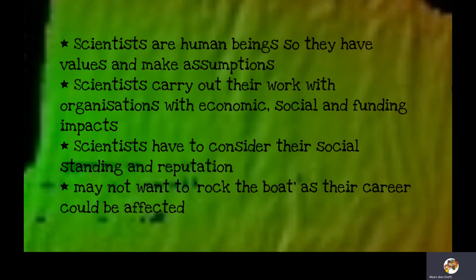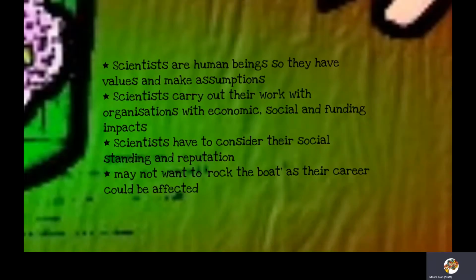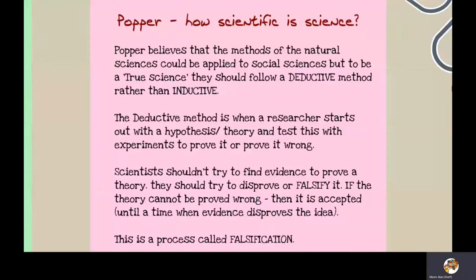Now, Popper talks about how scientific science is, continuing this debate. Popper says that the methods of the natural sciences could be applied to social sciences to give it true science status. And he says that sociology should follow the deductive method rather than the inductive.